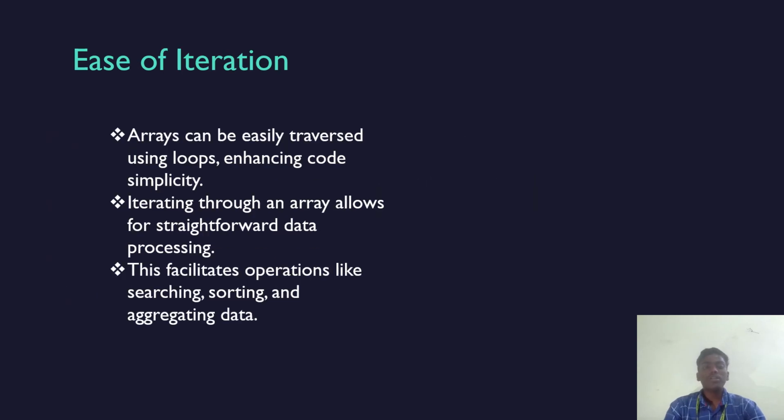Now, ease of iteration. Arrays can be easily traversed using loops, enhancing code simplicity. Traverse means one by one you are entering into the loop. We always use the for loop to enter the elements. Iterating through an array allows straightforward data processing. This facilitates operations like searching, sorting, and aggregating data.